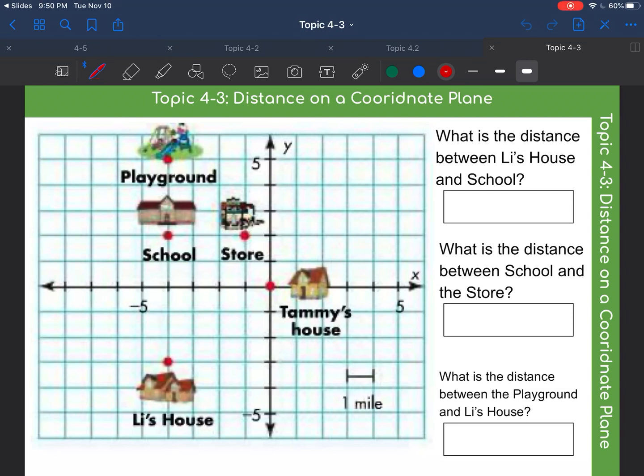So they're either going to have the same x coordinate or the same y coordinate. We're never going to be going diagonal. We're always either going to be horizontal or vertical to find the distance. So let's answer these questions.